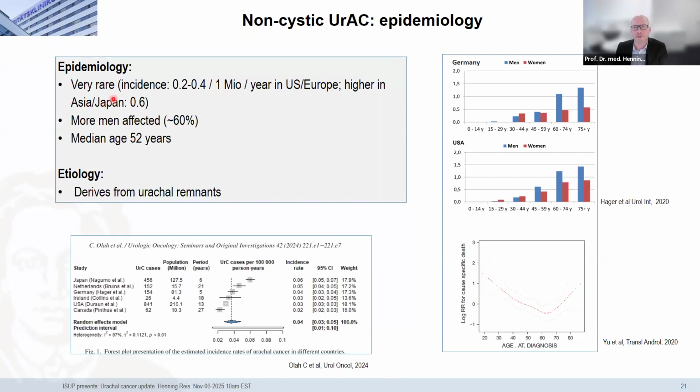Men are usually affected more. This is consistent in all the literature. Roughly 2/3, around 60%, are men. The median age is 52 years. And of course, it derives from the urachal remnants. Some sources talk about a bimodal age distribution in these tumors. That's actually not the case.